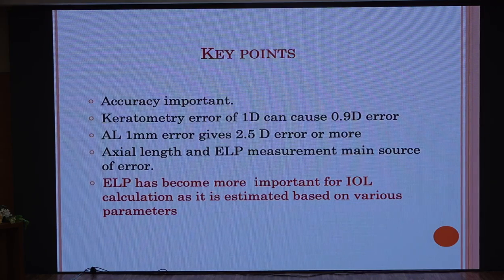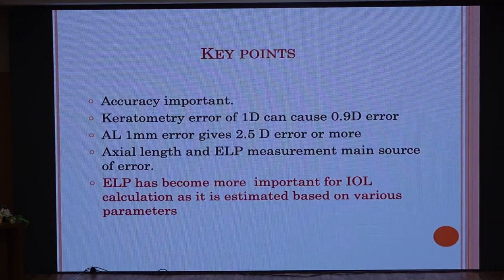Now while calculating all these values, we should keep in mind that even a very small error in the keratometry and the axial length can give us very false readings. Like keratometry, 1 diopter error can induce about 0.9 diopters of error in the IOL formula. Then axial length 1 millimeter error can lead to about 2.5 diopters. Again, it depends on the axial length. It can vary from 2 to 3 diopters. Smaller the axial length, more is the error.